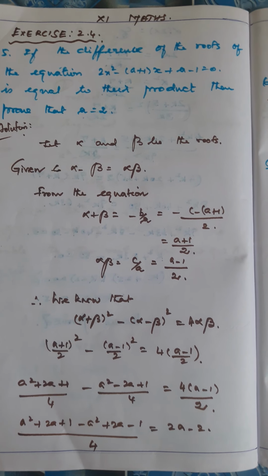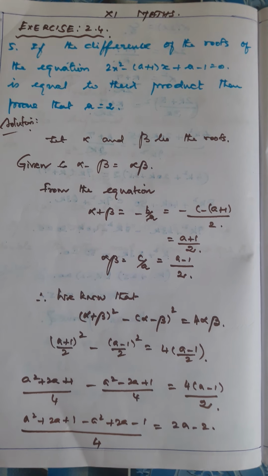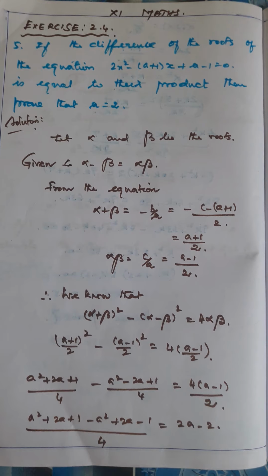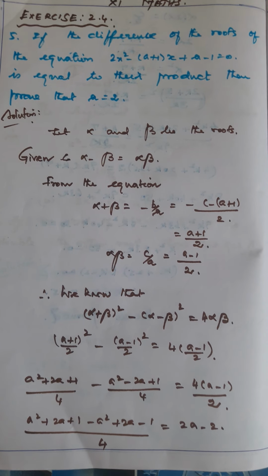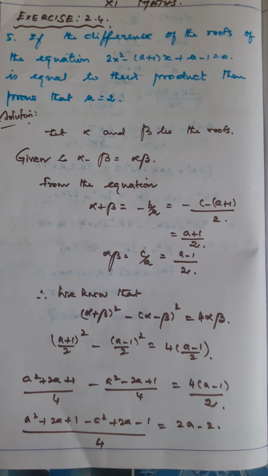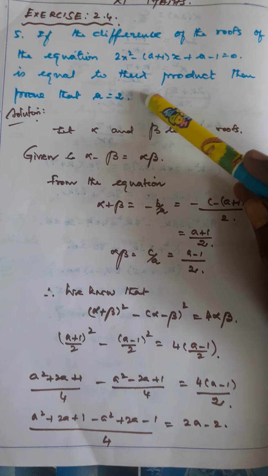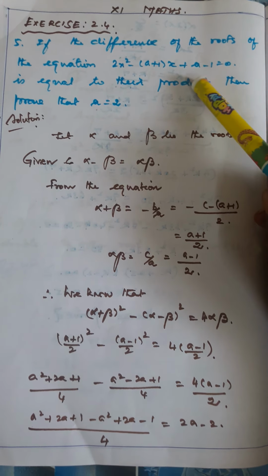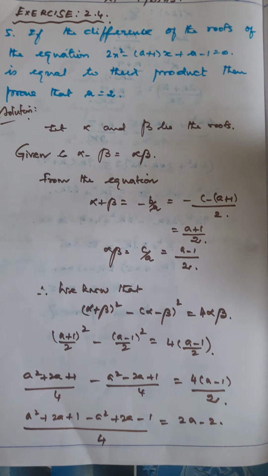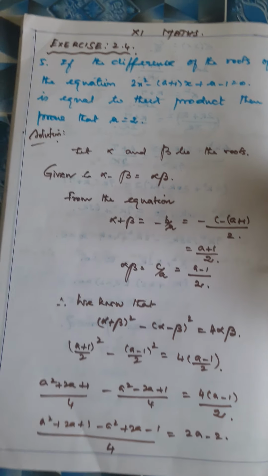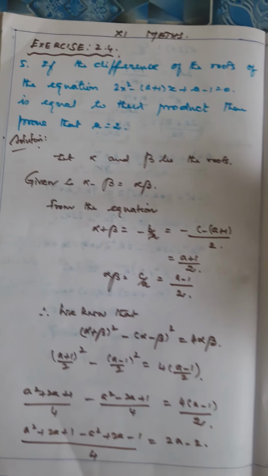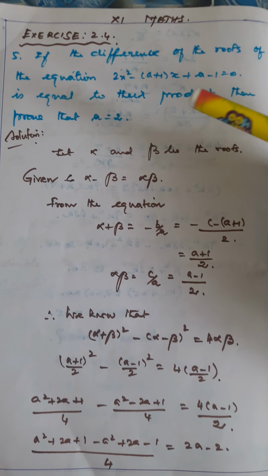Friends, this is our maths teacher, 11th standard mathematics, continuation of exercise 2.4, question number 5. If the difference of the roots of the equation is equal to the product of the roots, then prove that a is equal to 2. So our condition: the difference of the roots is equal to the product of the roots.